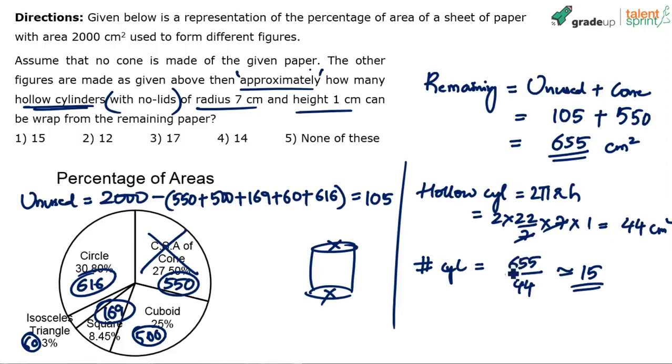See, if the numerator is 660, 660 by 44 is 15. 655 and 660 are very close. So approximately 15 cylinders can be made. It should be close to 14.9 or something. Very close to 14.9. So 15 is the answer.